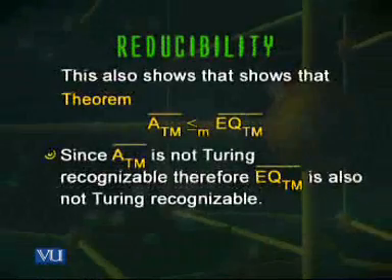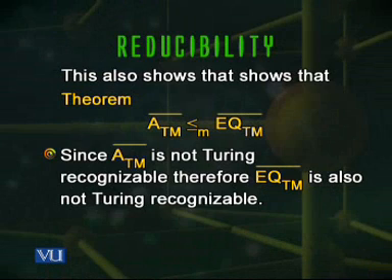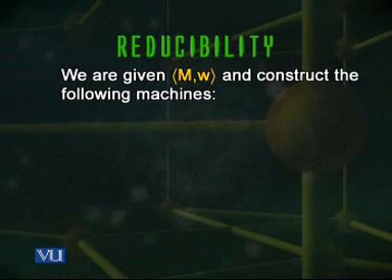However, the complement of ATM is reducible to the complement of EQTM, and therefore the complement of EQTM is also not Turing recognizable. Now, we want to conclude that EQTM itself is also not Turing recognizable. The way we would do that is to reduce ATM to the complement of EQTM. If we are successful in doing this, we can follow the same line of reasoning to conclude that EQTM itself is not Turing recognizable.